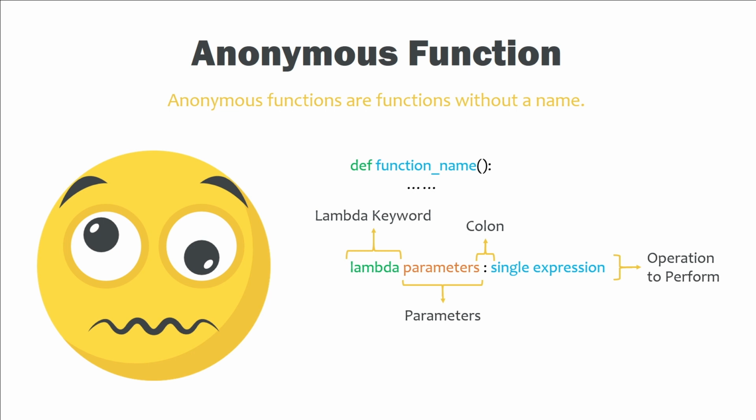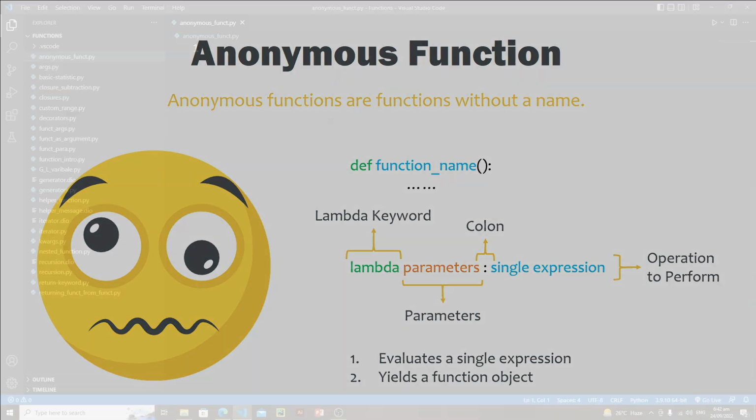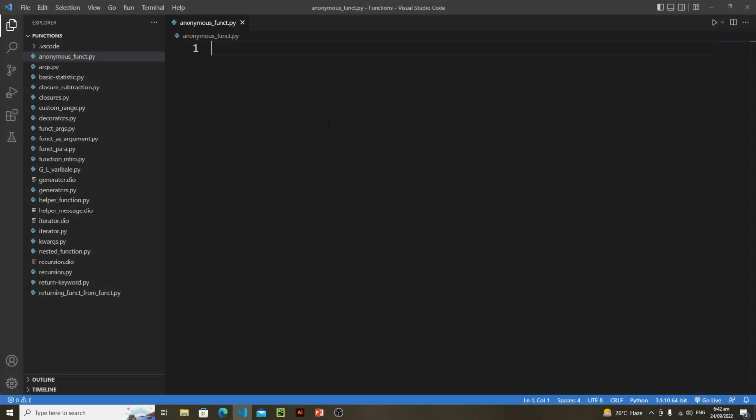Thus, the primary difference between a lambda and a regular function is that a lambda function evaluates only a single expression and yields a function object, and we will see how it yields a function object, so don't worry. And without further discussion, let's start writing code. So I am on my VS Code and I have created a new Python file with the name anonymous_func.py.